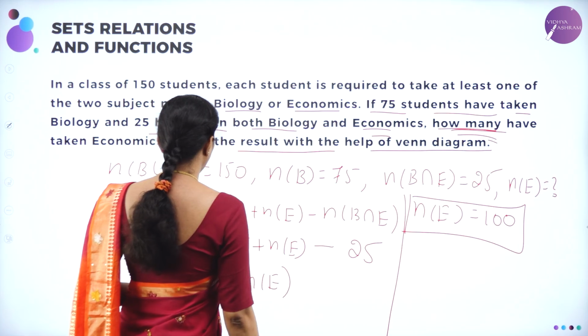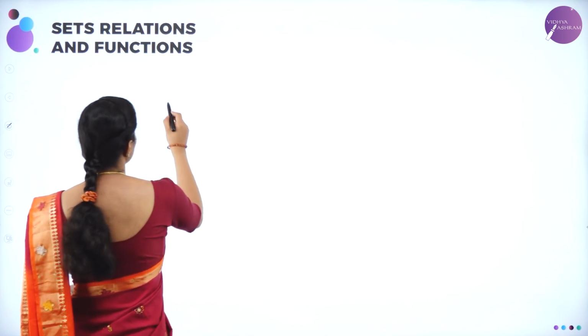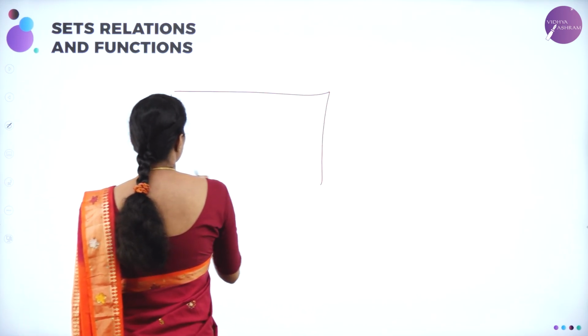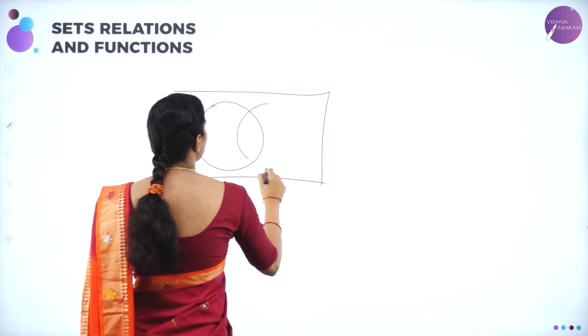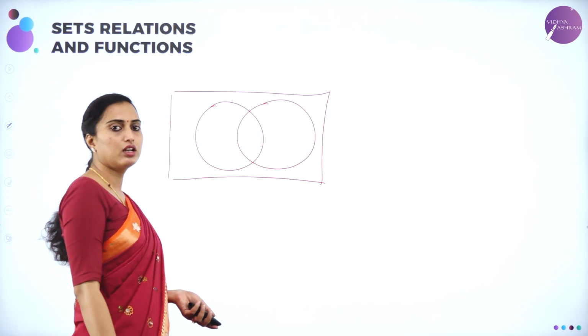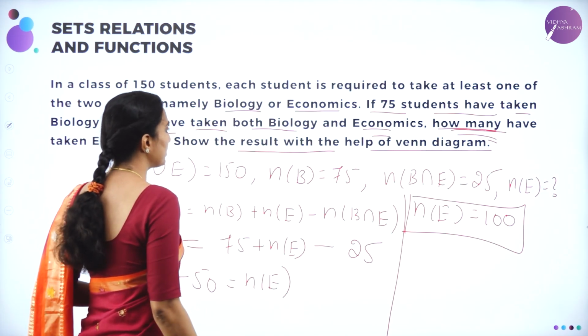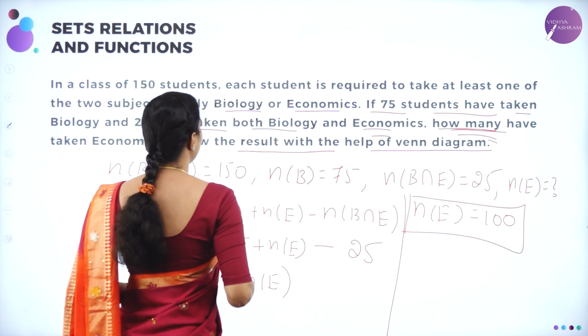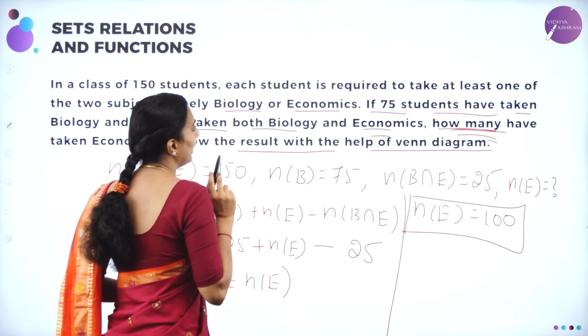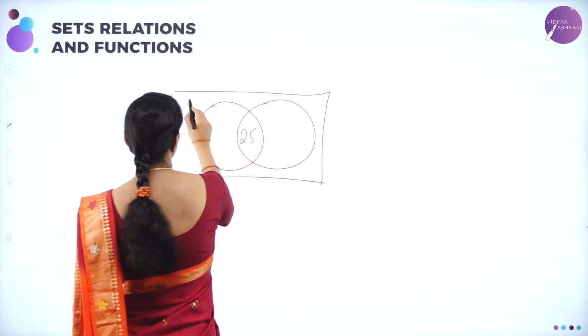How to use the Venn diagram for this one? First, let me write the intersection. This is the universal set. This is the students who take biology, students who take economics. Now what we have taken, intersection is nothing but B and E. This one is 25, correct? 25 means what it will be minusing here? 75 take only biology. This is biology.